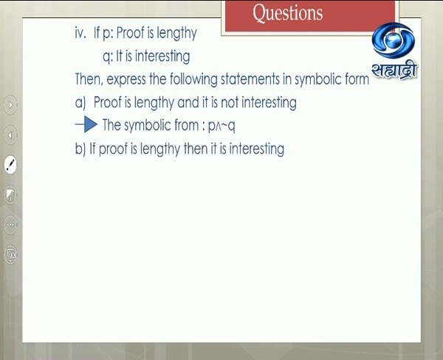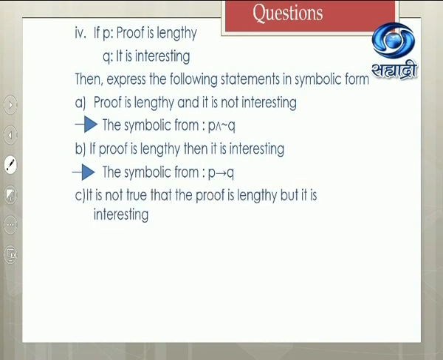Okay. Next example, if proof is lengthy, then it is interesting. So here if-then is coming. So if P, then Q. So the symbolic form of the given statement is P implies Q. Next, it is not true that proof is lengthy but it is interesting. It is not true that is given. And now let us see the statement properly. The proof is lengthy, but it is interesting. So it is P and Q conjunction, but what is there in the beginning? It is not true that. So the answer is negation of P and Q.